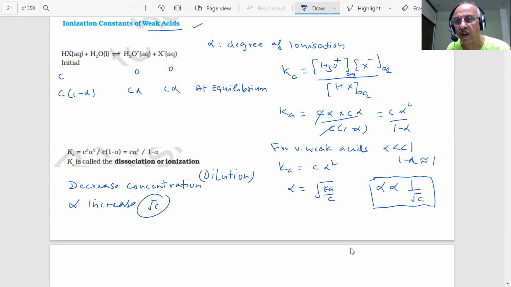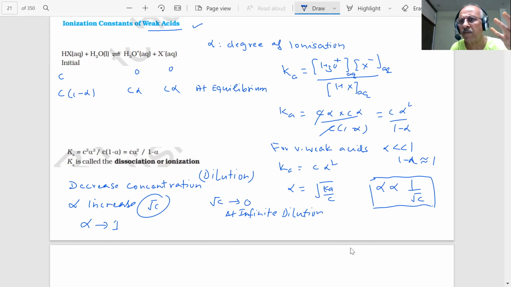And students, what will happen as the square root of C approaches 0, what we call infinite dilution? If I give infinite dilution, then there will be complete dissociation. Alpha will approach 1, so alpha approaches unity. Therefore, we can say that the acid is completely ionized as you go to infinite dilution.